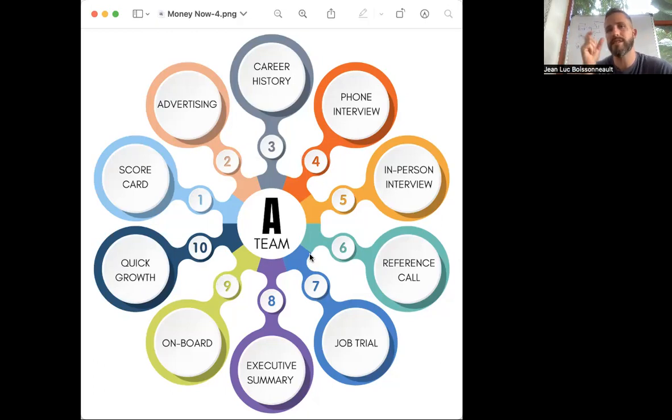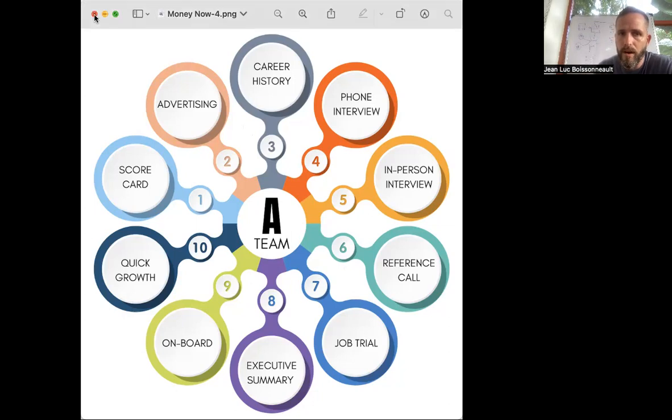So the phone interview is quick. You don't want to waste a lot of time. So you want to get a quick 30 minutes. Is this the right person? Do they pass or do they fail? Right? If they pass, they move on to the in-person, and then they move on to the reference call. Right? And then a job trial. And these are all filters. What we're doing is we're actually creating a filter here. All right. So this is the funnel.